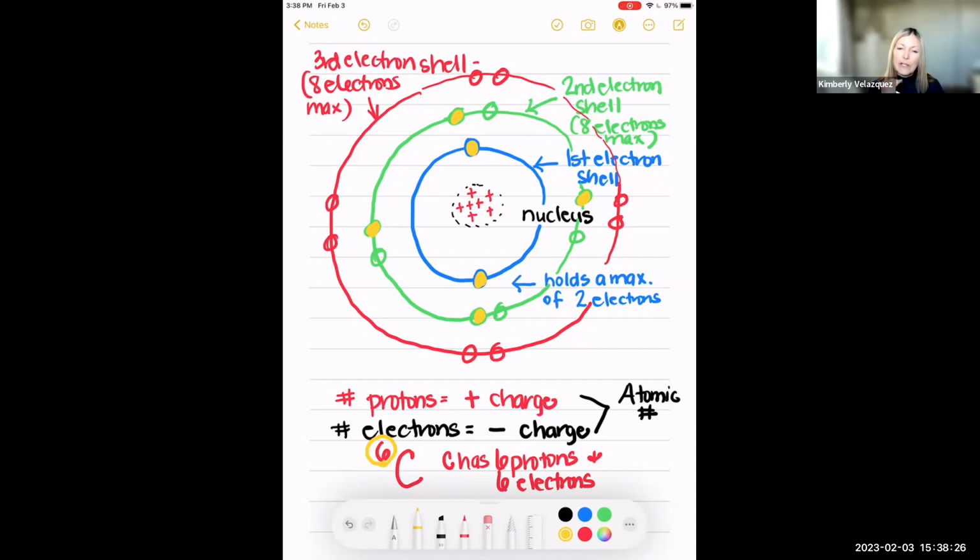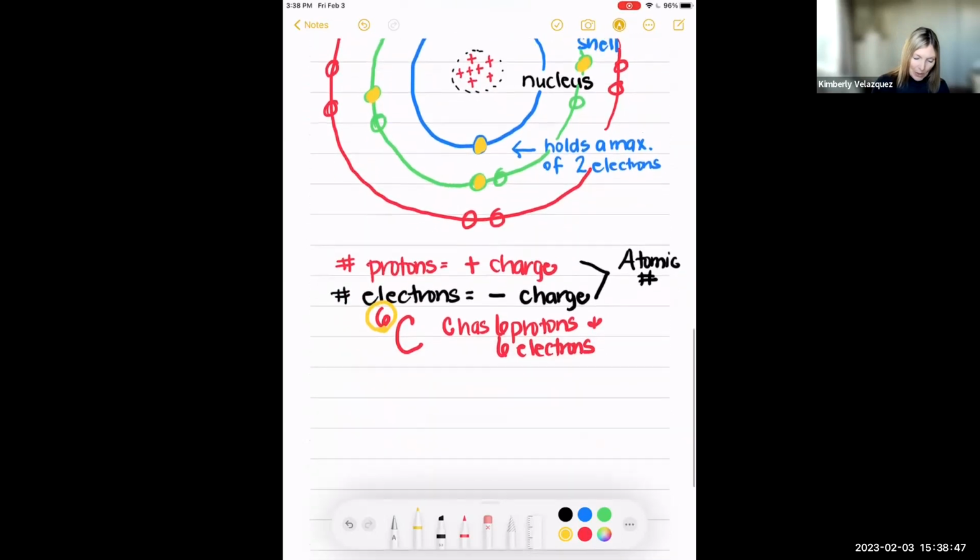As the atomic number increases, the number of protons and electrons increases, and they would just start filling that second shell and then filling the third shell and so on. This is going to be hugely important when we start talking about the chemical behavior of elements, and I'm going to talk about that in a minute.